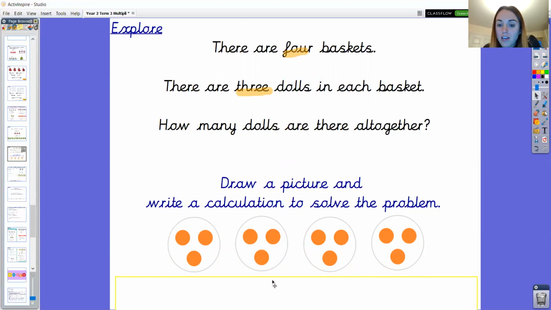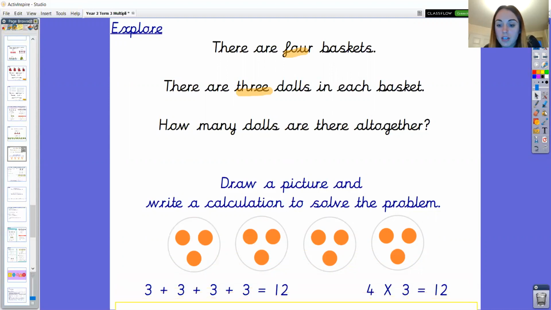So I thought I would share with you 2 calculations. So I've got an addition calculation here. I've got repeated addition, which is 3 add 3 add 3 add 3, which equals 12 altogether. Or you may have written this as a multiplication. 4 times 3 equals 12.